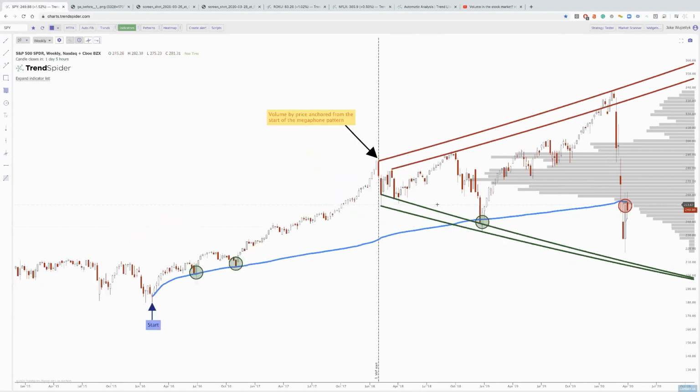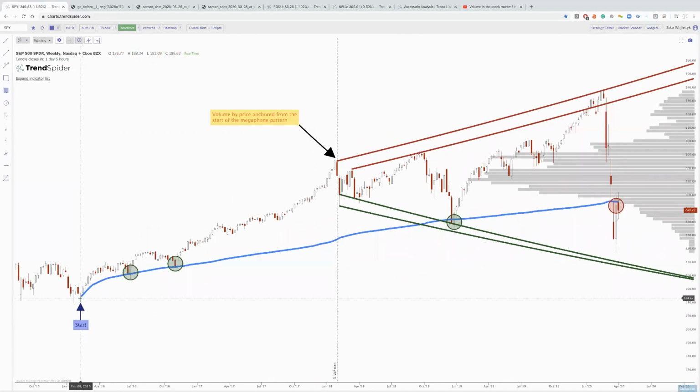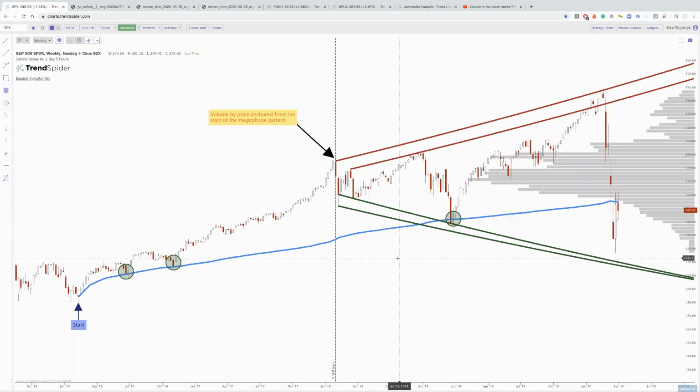One, notice the anchored VWAP was originally support 1 time, 2 times, 3 times, and then tried to be a 4th time here. I mean, technically we broke down, but we did close above it. So this acted as support once again. What happens the next week? We absolutely gapped down way below it. And notice what happens here.